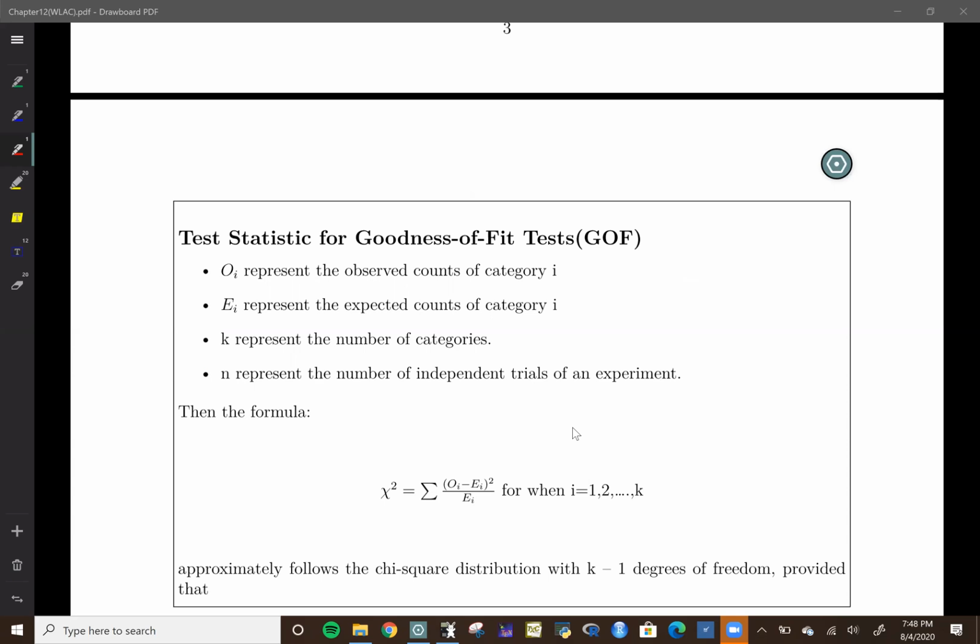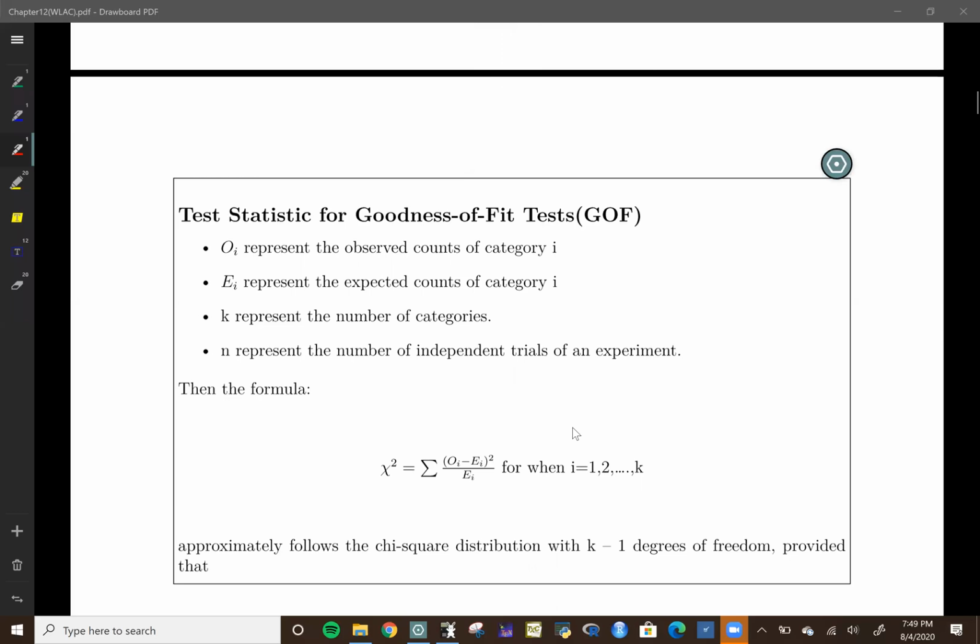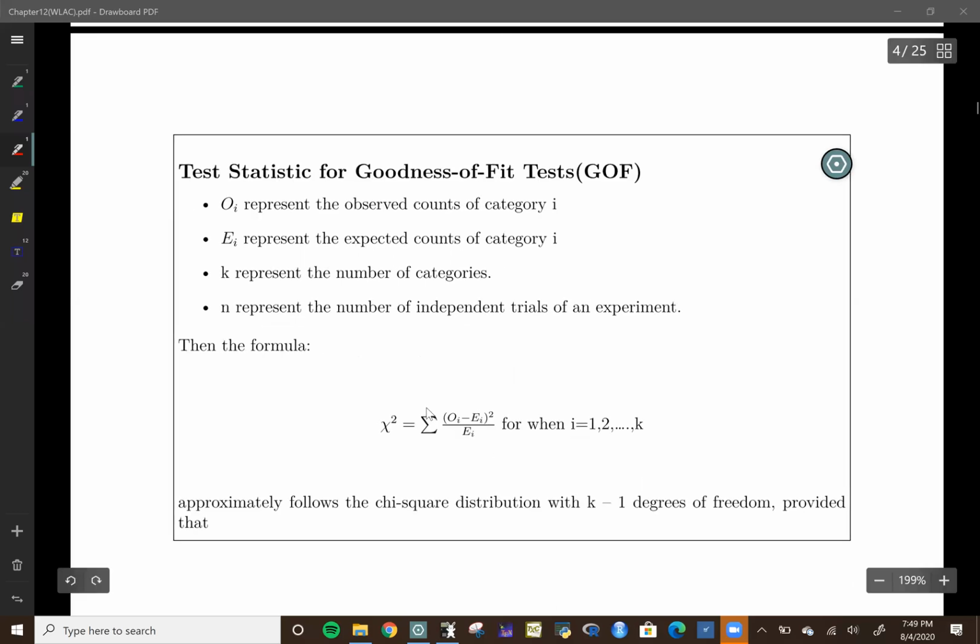K represents how many different categories you have, and n represents the number of independent trials of the experiment. All right, and then lastly, we have the formula. So this is our test statistic. So that's my test statistic.